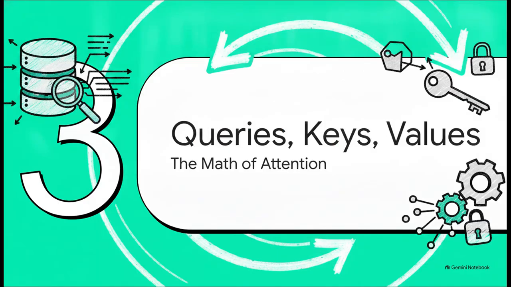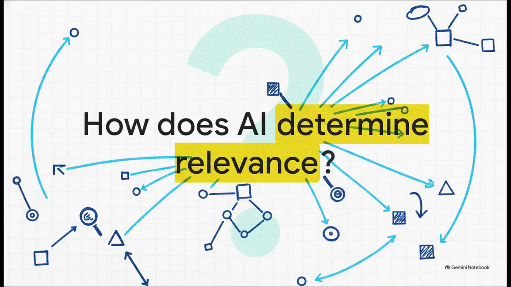Section 3. Queries, Keys, and Values. Now, before we get too deep into the weeds here, let's pose the really critical question. If a machine is just doing math, how does it mathematically score what is relevant and what isn't? How is it actually assigning those connections we just talked about?